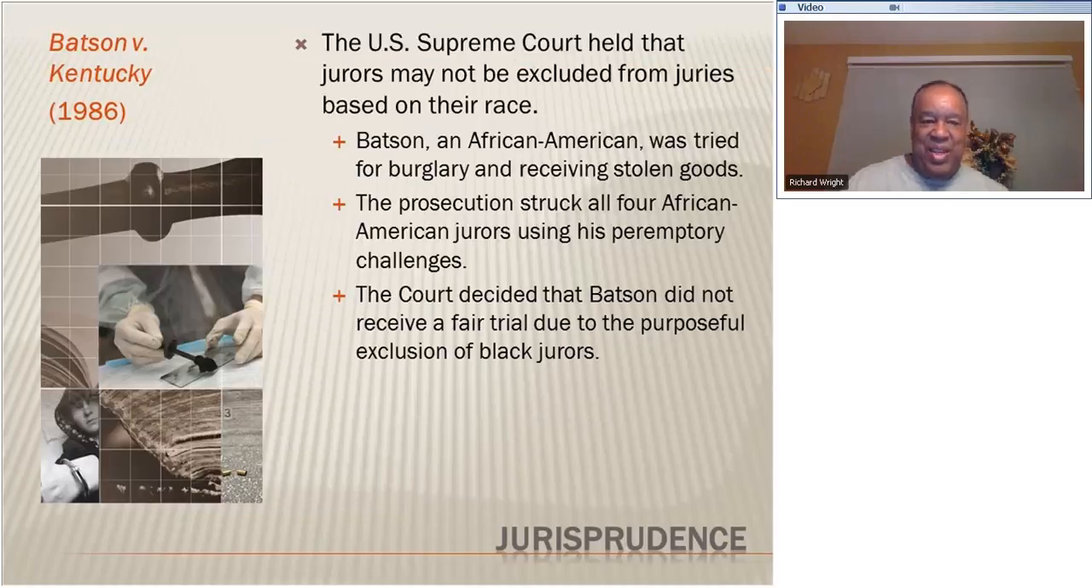Okay, here's a case, an '86 case, an example. The Supreme Court held that jurors may not be excluded from juries based on race. Now, excluded from juries. Get this. Rasmussen was an African-American, was tried for burglary. The prosecution struck all 4 African-American jurors using peremptory challenges. The court said Rasmussen did not receive a fair trial because it was purposeful exclusion of the black jurors. So you can't do that, okay?